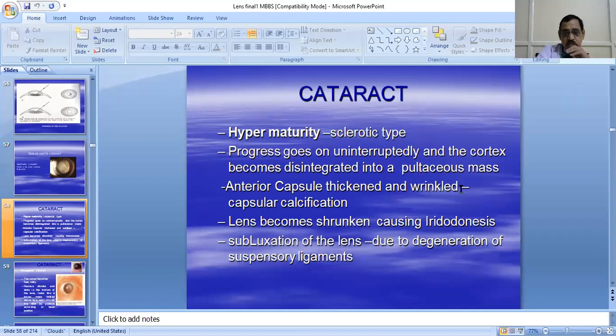Hypermature cataract can be either sclerotic or Morgagnian type. In hypermaturity, the mature cataract progresses slowly and uninterruptedly, and the cortex becomes completely disintegrated into a pultaceous mass. The anterior capsule will be thickened, and calcification and wrinkling of the anterior capsule will also occur. The lens becomes shrunken, causing iridodonesis sometimes. And if there is degeneration of the zonules or suspensory ligaments, there can be a subluxation of the lens also.